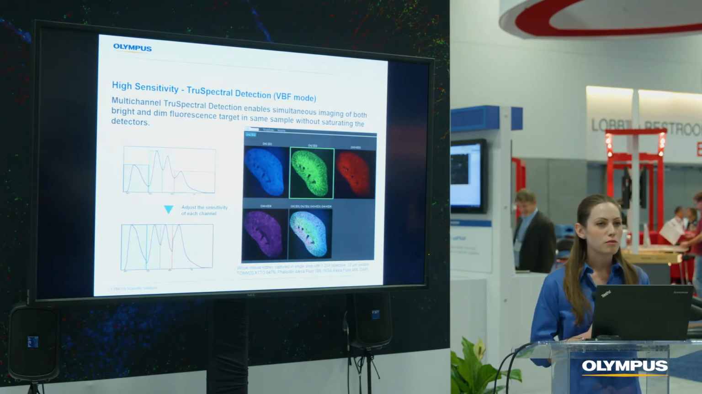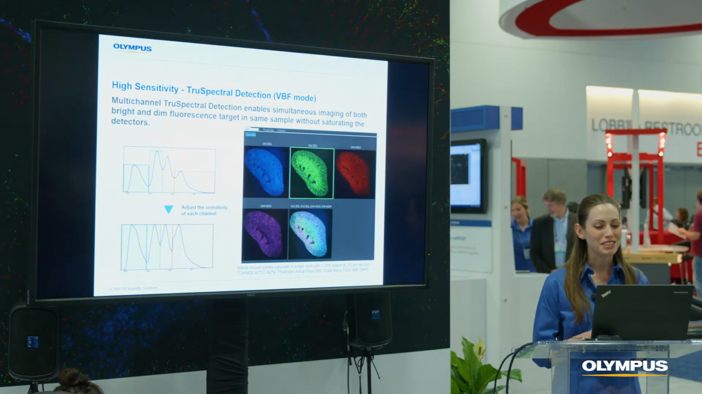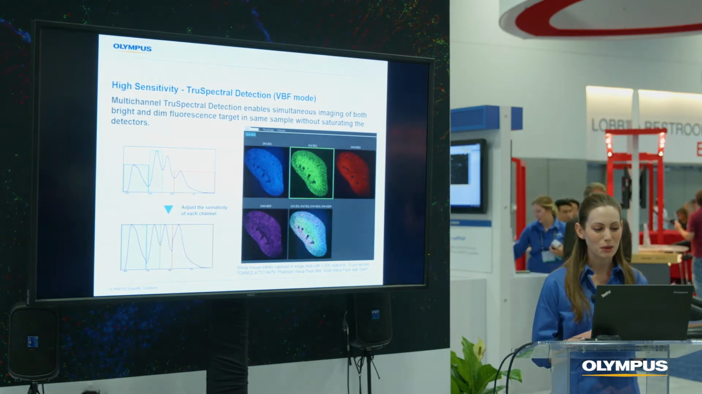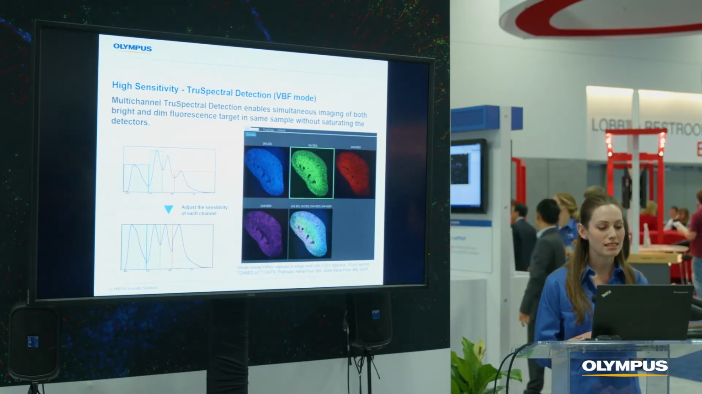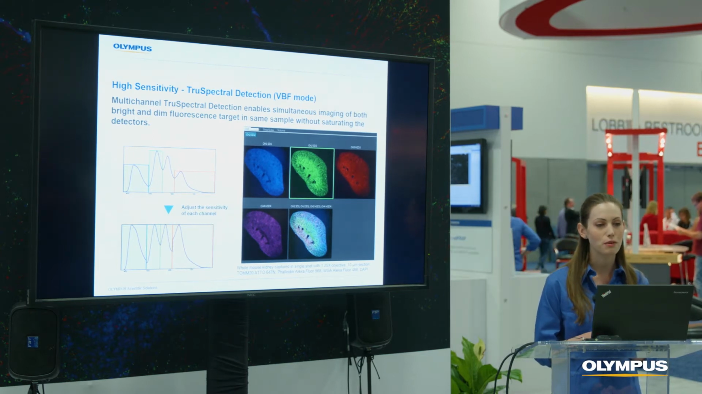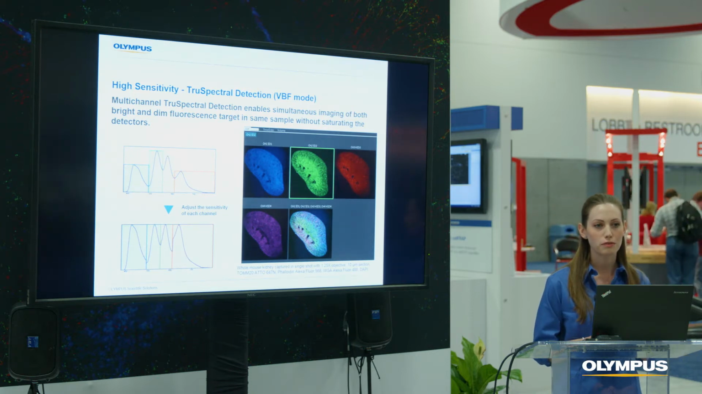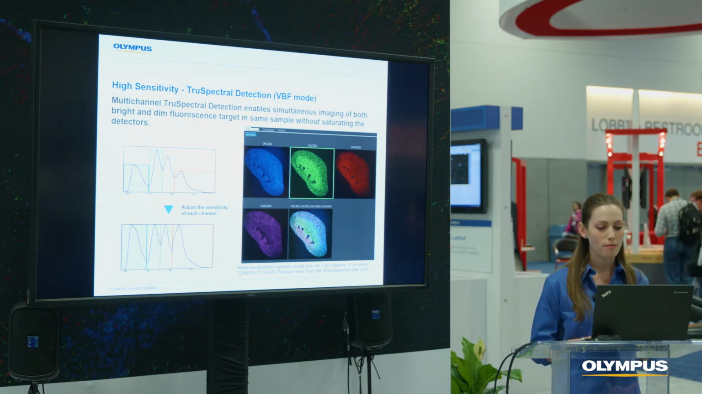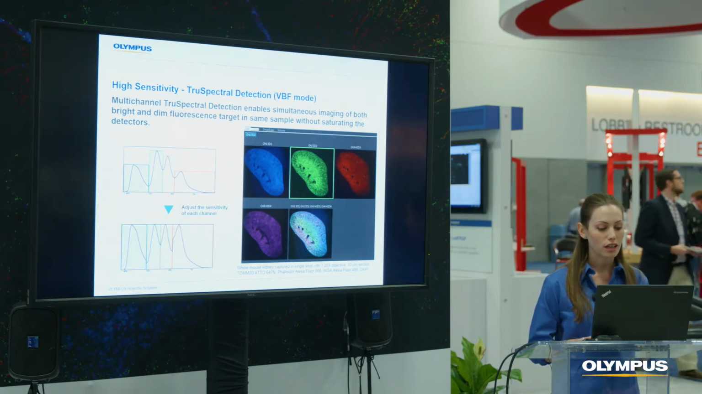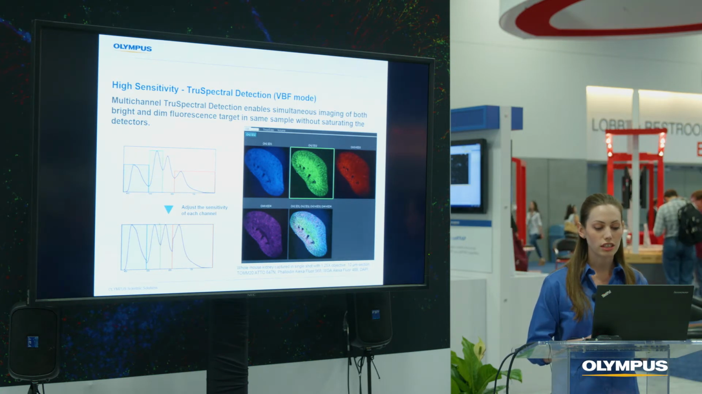So with this detection system, there are 2 modes that you can use. There's a variable bandpass filter mode, which allows you to simultaneously image both bright and dim fluorescent signals within your target without saturating the signal. So, invariably, whenever you have multiple fluorophores in your sample, they're not all going to be emitting light at the same intensity. So you want to be able to adjust your detectors in order to make up for that brightness or dimness. So you can adjust the sensitivity of each channel individually so that you're equally capturing your fluorescent signals.